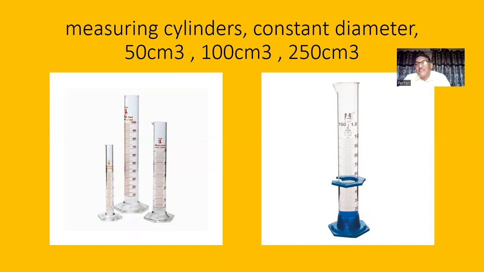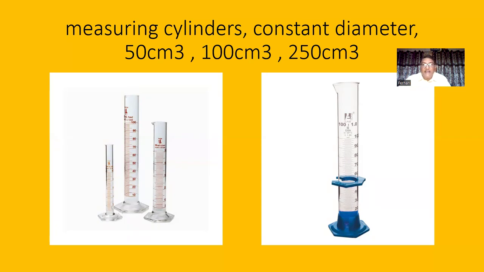If you want to check the level of a table, if you want to make sure that it's exactly horizontal, we use a spirit level. I have made a video in my ATP physics playlist. You will find it there. I have made a separate video on the use of the spirit level.